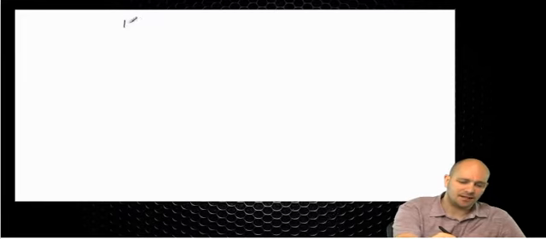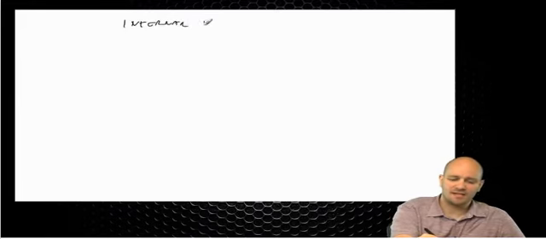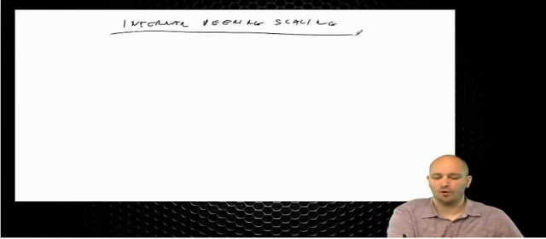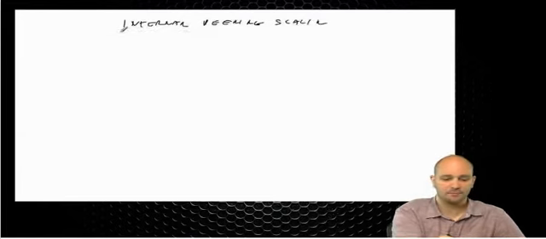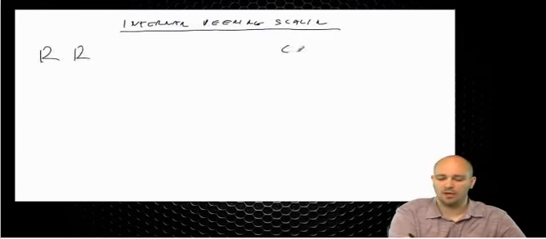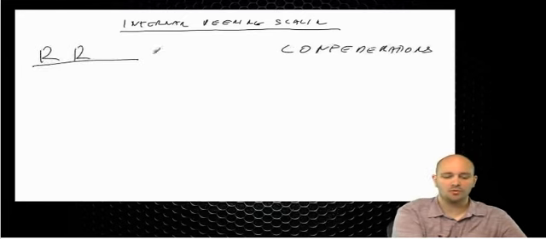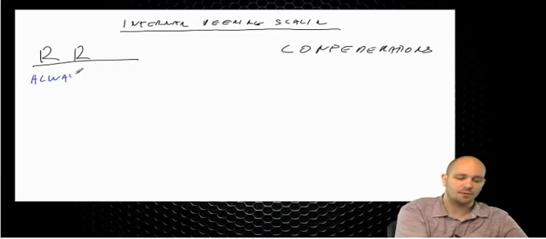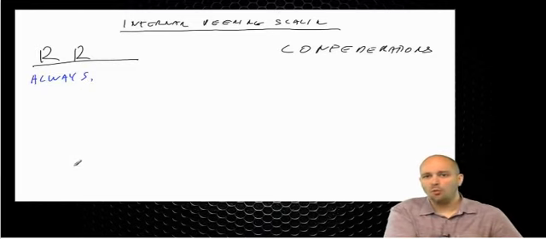So let's say here that internal peering scaling. This is just going to be a quick guideline for the scaling of internal peerings. So we have two options here. One is to use the route reflectors and the other one is to use confederations. Now, when you can use route reflectors and when you should use route reflectors, the answer is very simple: always. You can always use route reflectors.